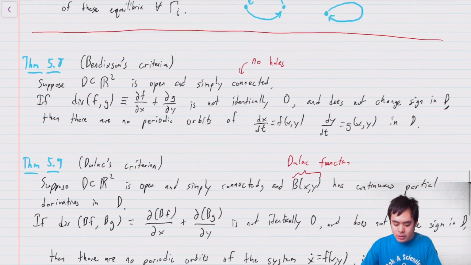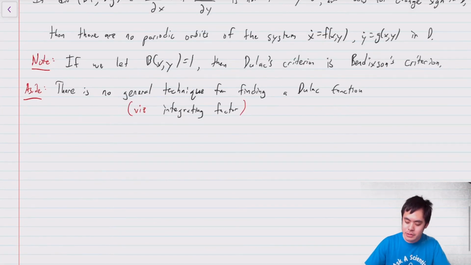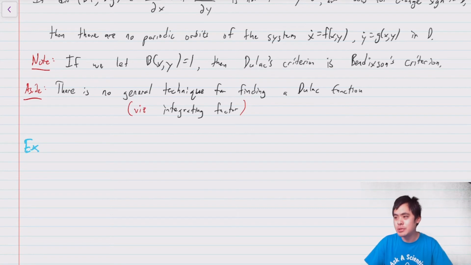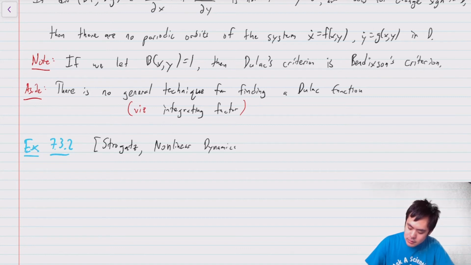Yeah, so we're going to give a couple examples of this, and hopefully that'll illustrate a little bit more of what we mean. So let's start with an example. Unfortunately, Linda Allen's textbook doesn't actually have very many examples of applying these techniques, so I'm going to pull an example from Strogatz, Nonlinear Dynamics and Chaos, second edition.